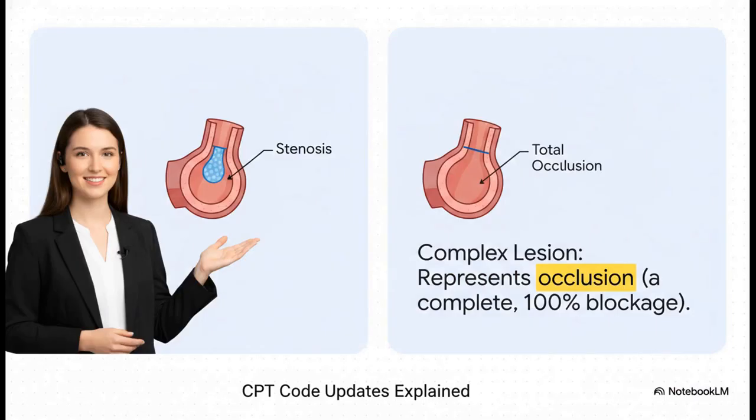Okay, next choice you have to make, lesion complexity. And it's a simple two-way street. Is the lesion a straightforward stenosis? Just a narrowing of the vessel. Or is it a complex occlusion, meaning it's completely blocked? That one choice sends you down 2 totally different coding paths.